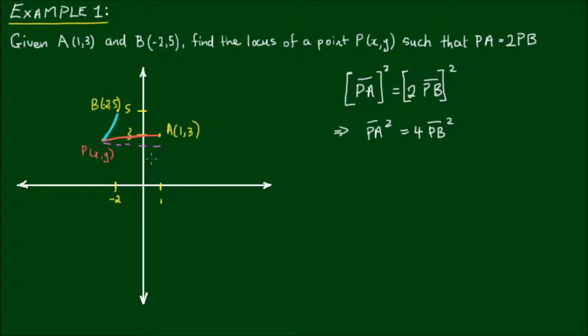Alright, now the horizontal component of PA will be given by x minus 1, the difference between the x coordinate of P and the x coordinate of A. And the vertical component will be y minus 3, the difference between the y coordinate of P and the y coordinate of A. Similarly, the horizontal component of PB is given by x minus -2, which translates into x plus 2, and the y component of PB is given by y minus 5.